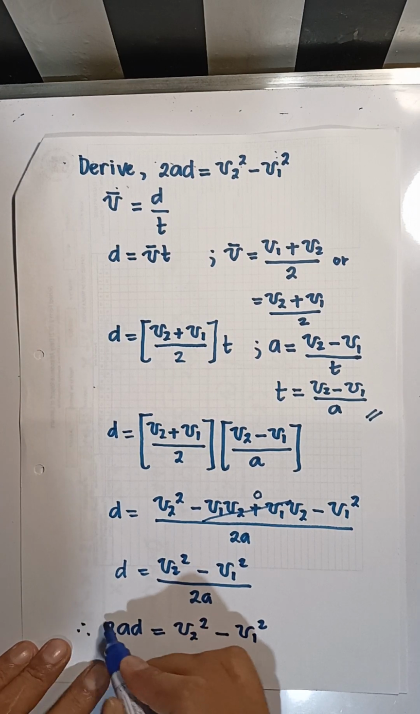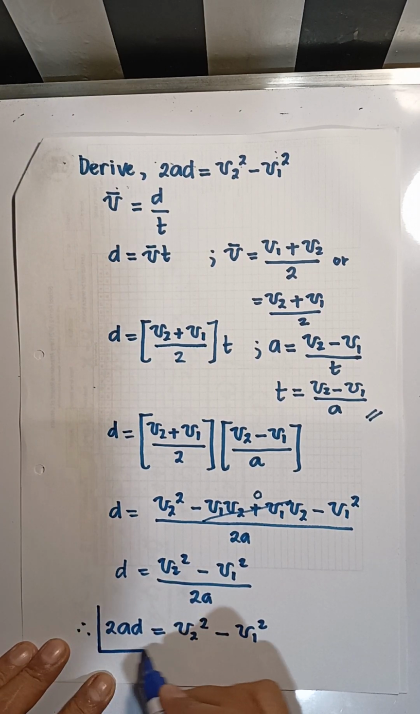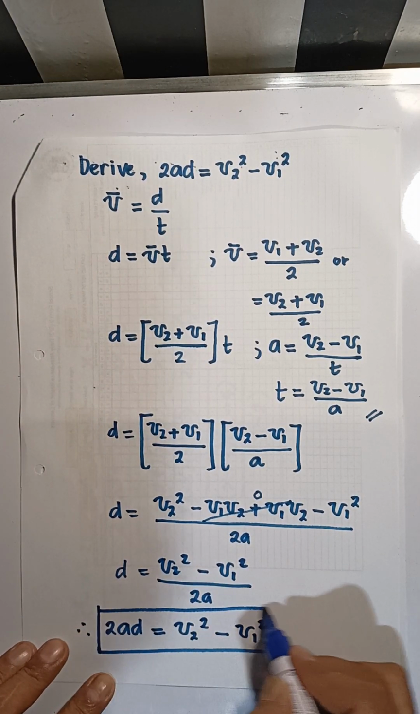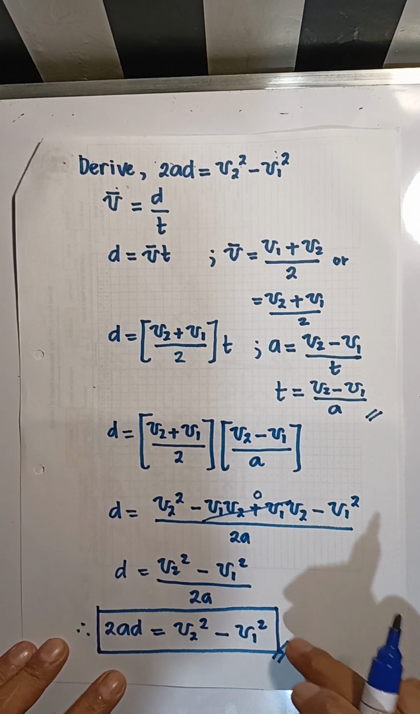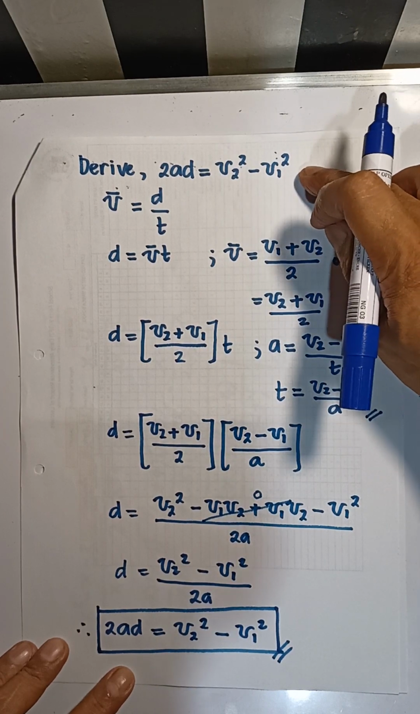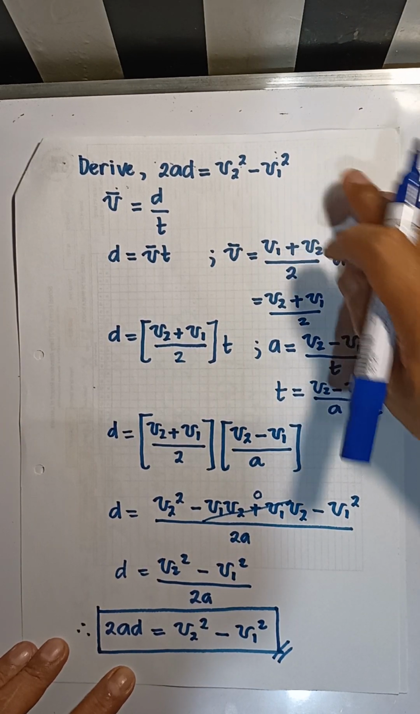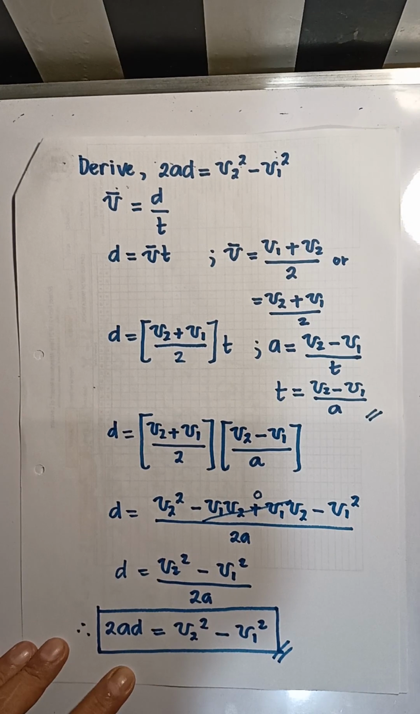So this is our equation, which is the one we are looking for. So this is how we derive this equation 2ad equals v sub 2 square minus v1 square.